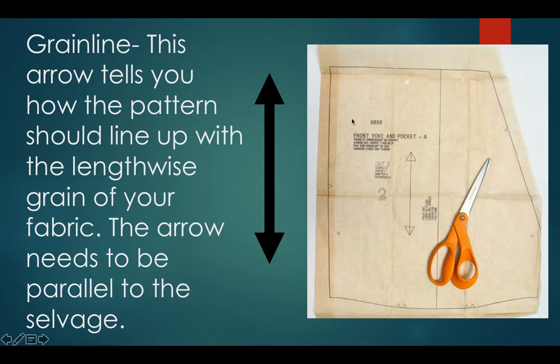To know if it's parallel, measure this end of the arrow to the edge of your fabric, and this end of the arrow to the edge of the fabric, which should be the selvage edge, not the crosswise edge. And if it's the exact same number, this arrow would never cross the edge of my fabric. If it's different, I need to tilt my pattern piece until it is the same.